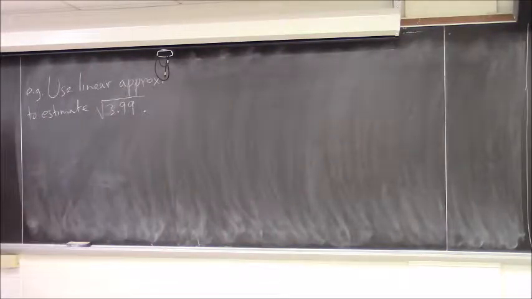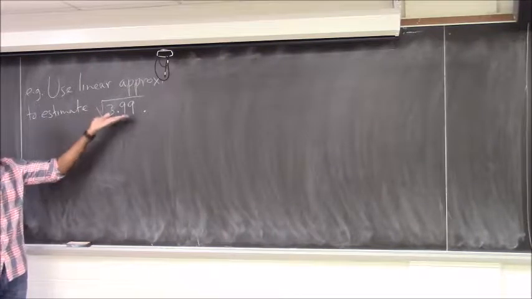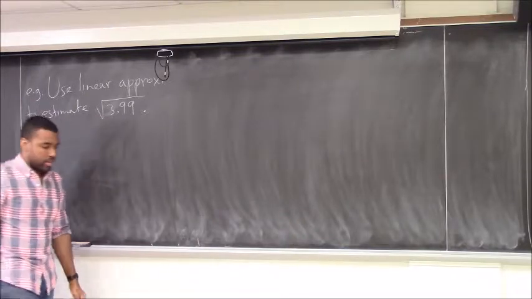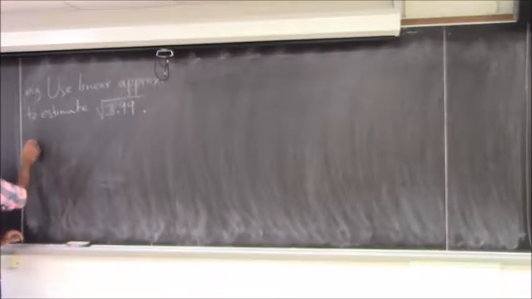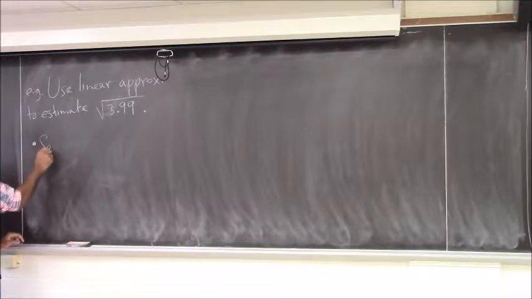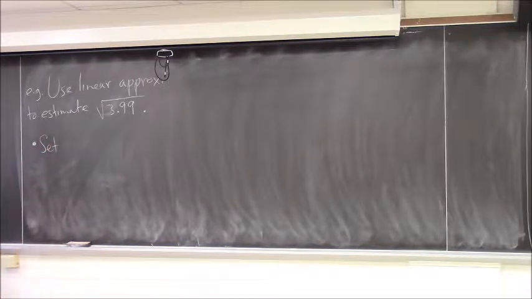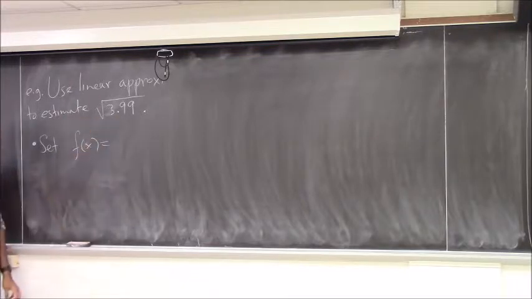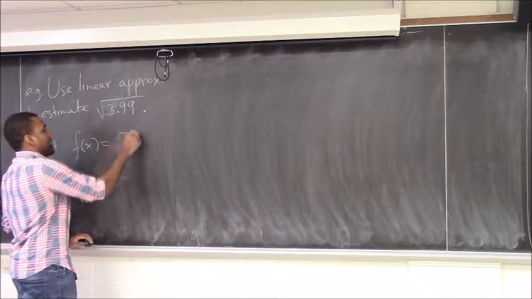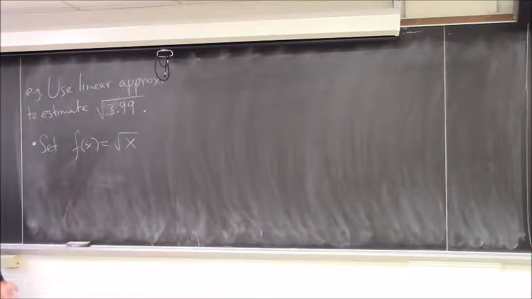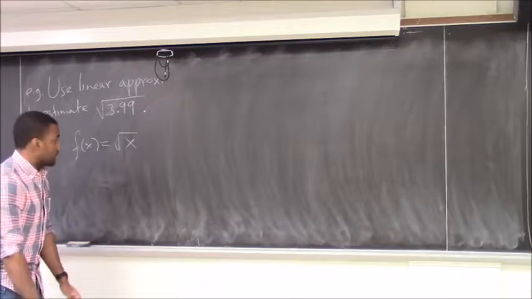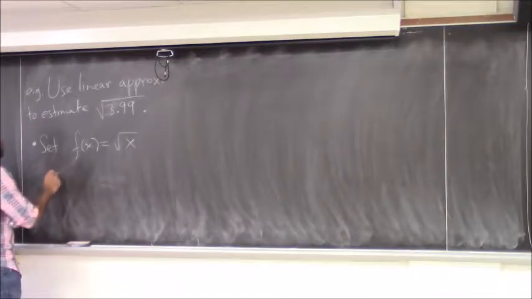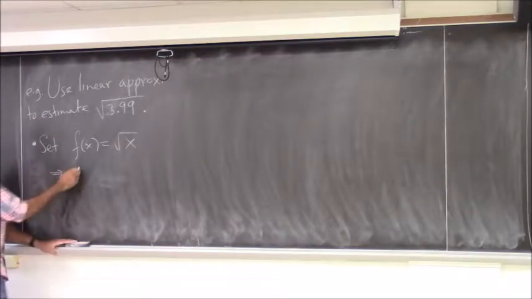So the idea is we're going to introduce a function by which we can track the radical of 3.99. What function do you think would be useful? Square root of x seems like a nice candidate, right? I want to find the square root of a number, so square root of x is a nice function to use, right? Given that I know square root of x, what is the derivative?